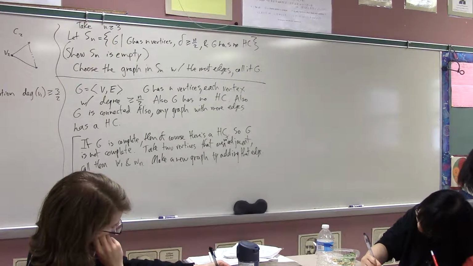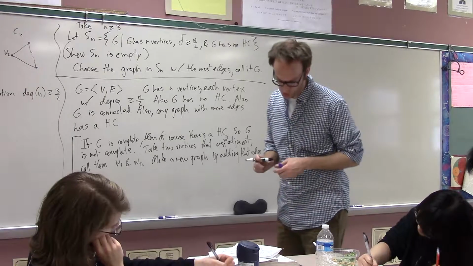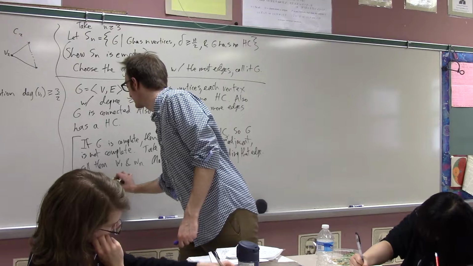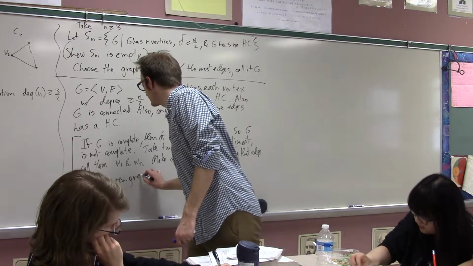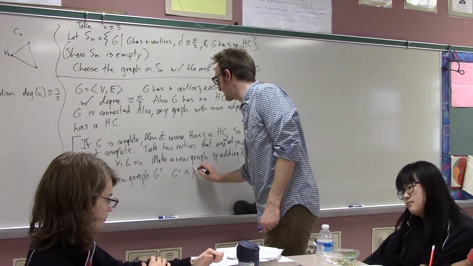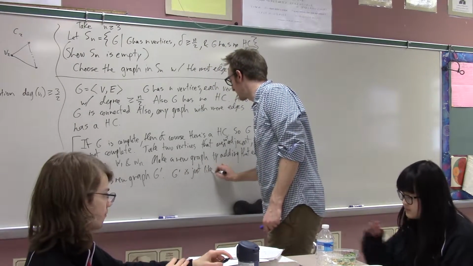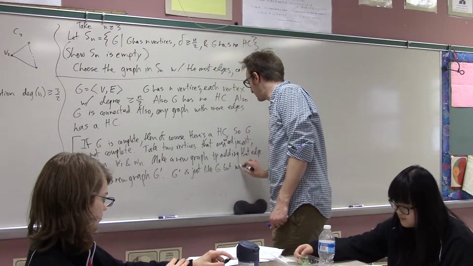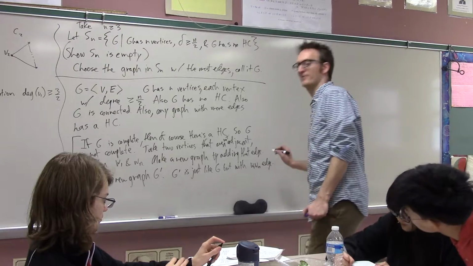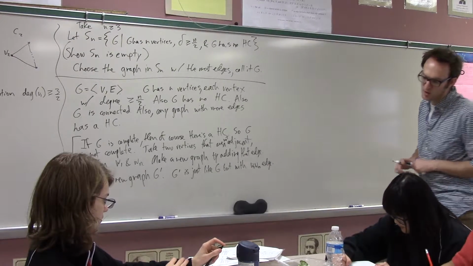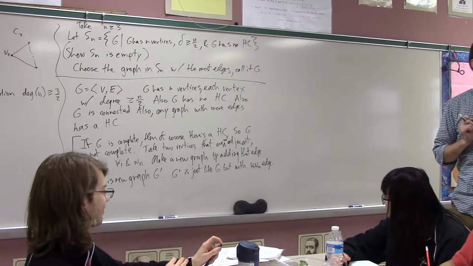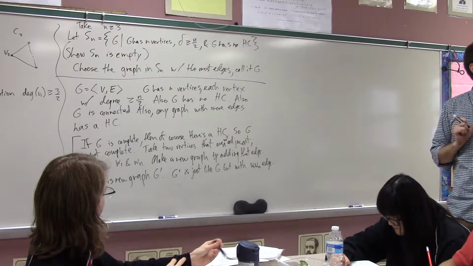Okay, and we can call this new graph G prime. And basically, what is G prime? G prime is just like G, but with the W1, Wn edge. Is that good enough? That's sufficient detail. Okay, what then is surely true about the G prime graph?